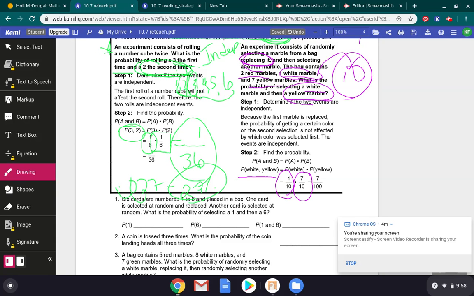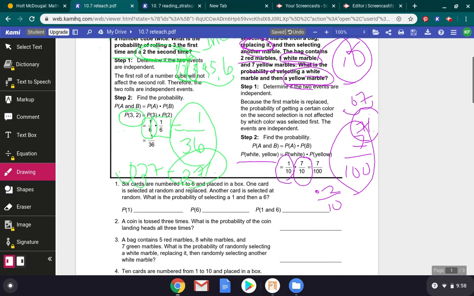So multiply them together. 1 times 7 is 7 over 10 times 10 is 100. So you can leave it like that, or you can type it into your calculator. 7 divided by 100 is 0.07 as a decimal, or 7% as a percent. That would be a 7% chance that you would pull a white and then a yellow. You can even add another question to that. So say, for instance, that was our question, pulling a white, then pulling a yellow, and then I could add a third one. What's the probability of pulling a red? So a red would be adding to this, or multiplying to this, I should say, 2 out of the 10. And you can continue to do that.